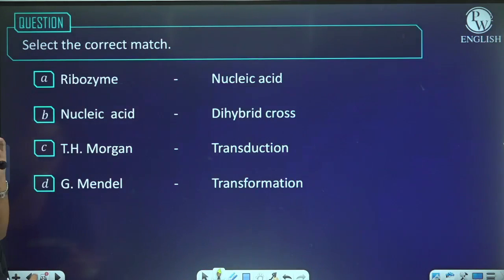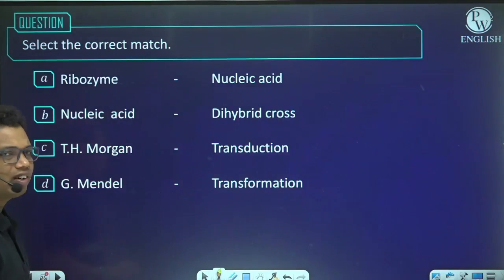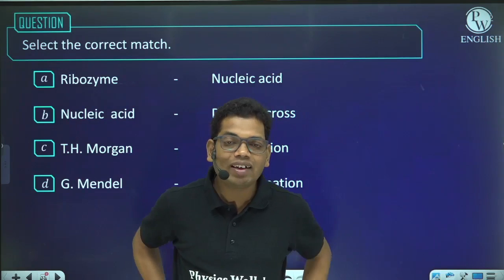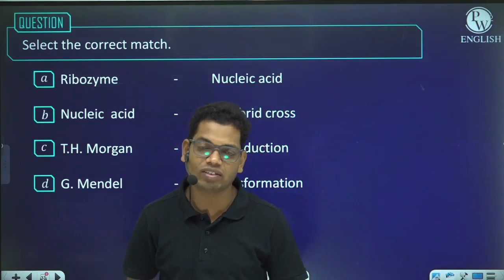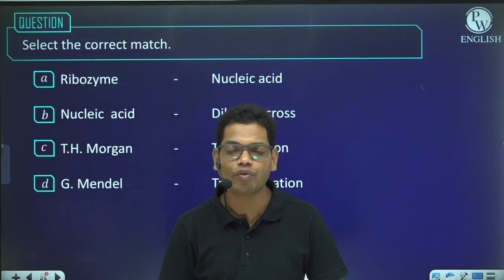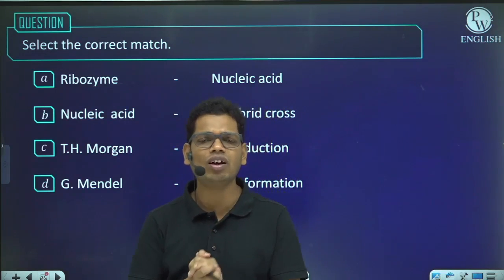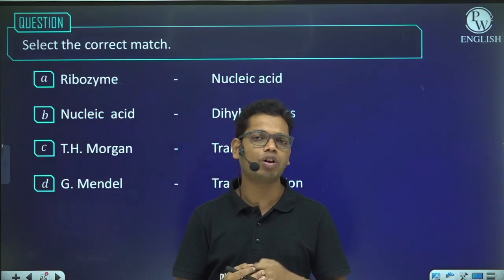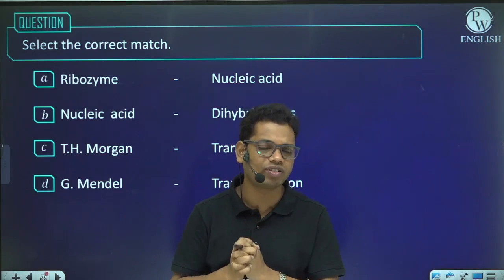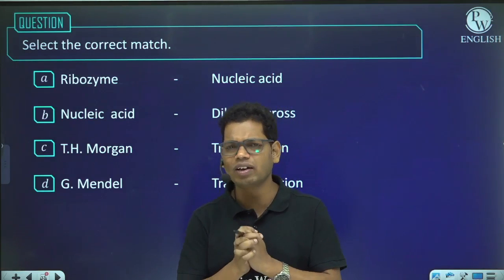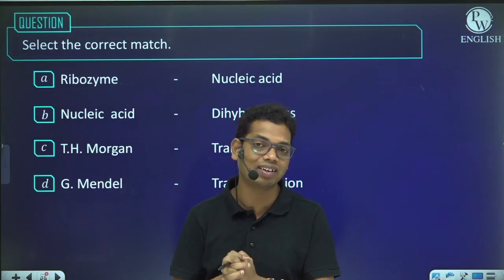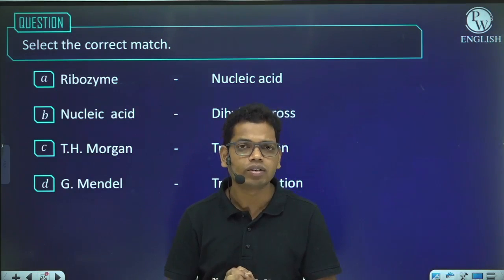Next, select the correct match. Ribosome. What is ribosome? See, the enzymes. When you talk about the enzymes, they are biocatalysts, and they are always positive catalysts. Why? Because they always increase the rate of reaction. Now, when we talk about the chemical nature of the enzymes, these enzymes are mostly proteinaceous. Okay, but there are some enzymes which are also made of RNA, and such enzymes which are made of RNA, they are said to be ribozymes.